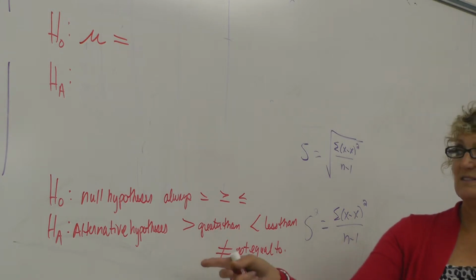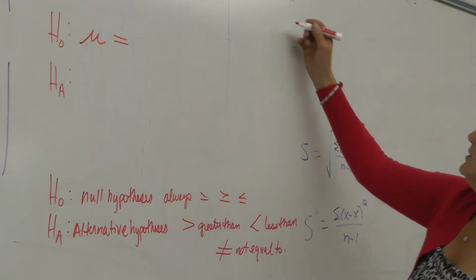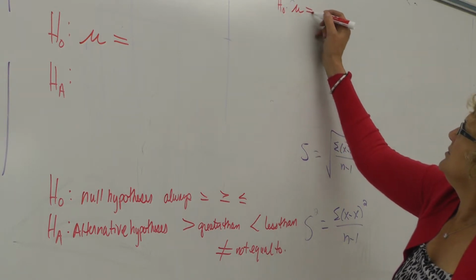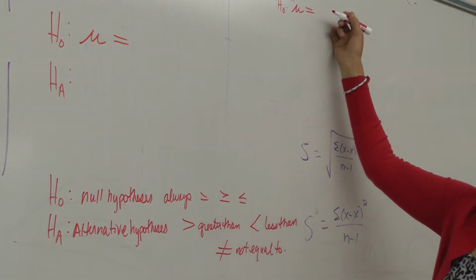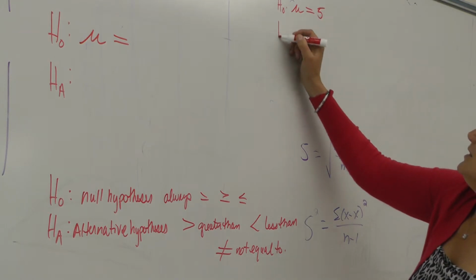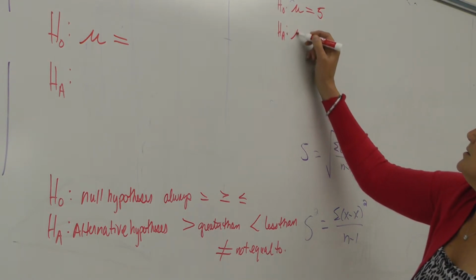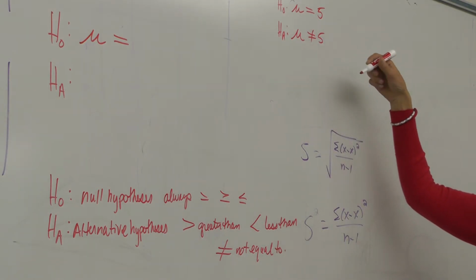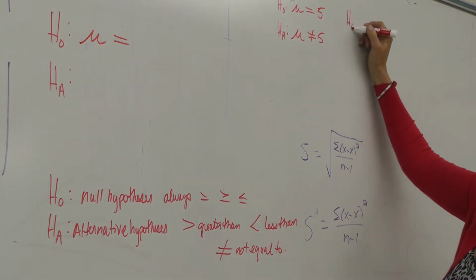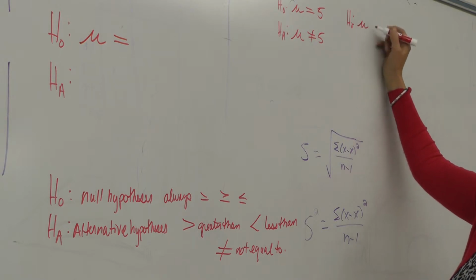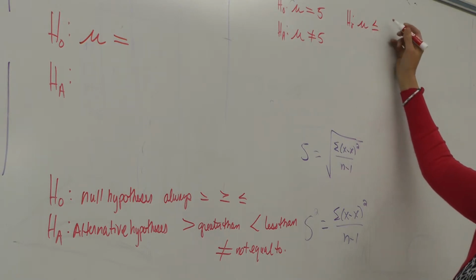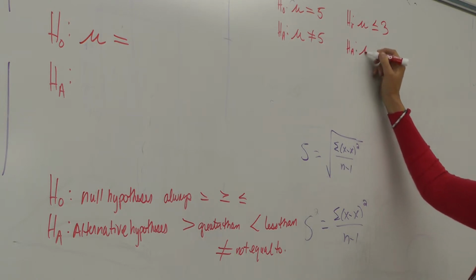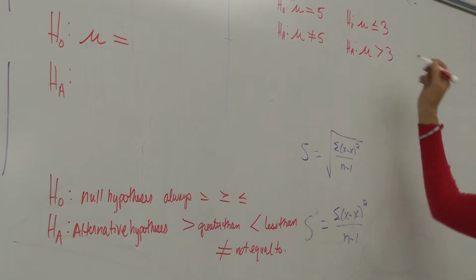Okay? If we state our claim, and let me write this all down. So if the mean is equal to, I'm just going to make up a number, 5, then our alternative hypothesis is going to be the mean is not equal to 5. These are always complements. If our null hypothesis says the mean is less than or equal to 3, then our alternative hypothesis says the mean is going to be greater than 3.